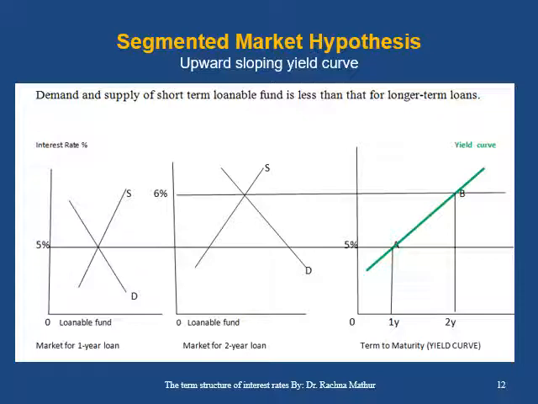So first is the upward sloping yield curve. In the segmented market hypothesis, as we all know, the interest rate is decided by the intersection of the demand and supply of loanable funds. So the first year interest rate is 5%, the second year interest rate is 6%. This gives the upward sloping yield curve, where the demand and supply of short-term loanable funds is less than that of long-term loanable funds.